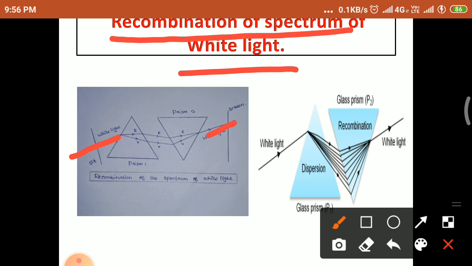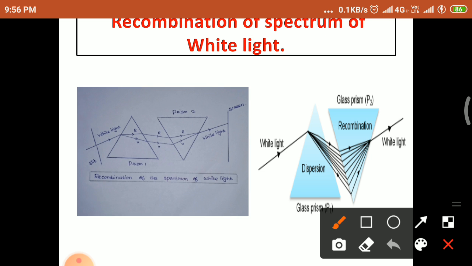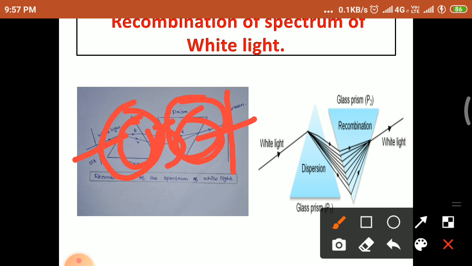When you are drawing this diagram, you have to draw two prisms. The second prism must be upside down, and the white light enters. The white light also gets out, but this white light is formed on the screen. And in 3 places you have to mention R and V, R and V, and R and V.